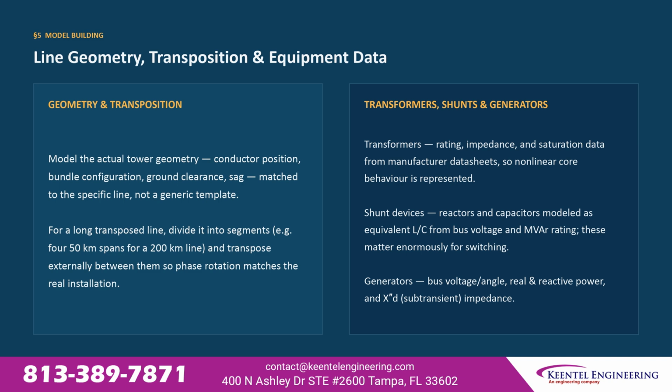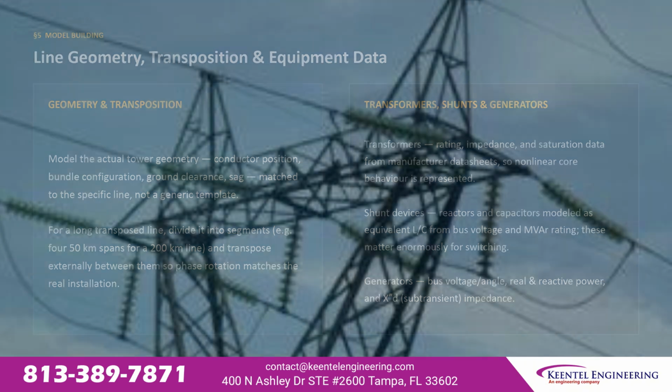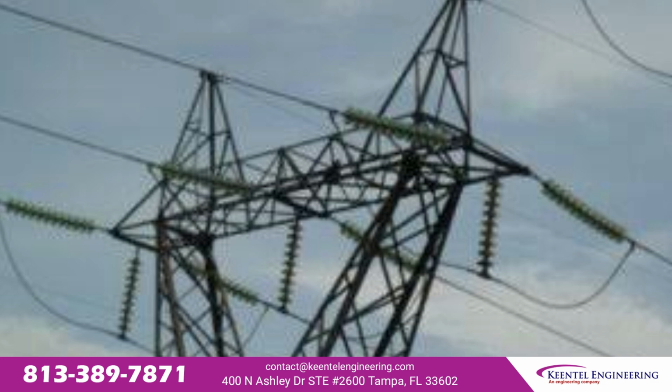Transformers require rating, impedance, and saturation data from manufacturer data sheets. Shunt reactors and capacitors are modeled from bus voltage and megavolt ampere reactive rating. Generators enter through bus voltage, real and reactive power, and subtransient reactance. These inputs determine whether the network's resonance behavior is represented correctly.